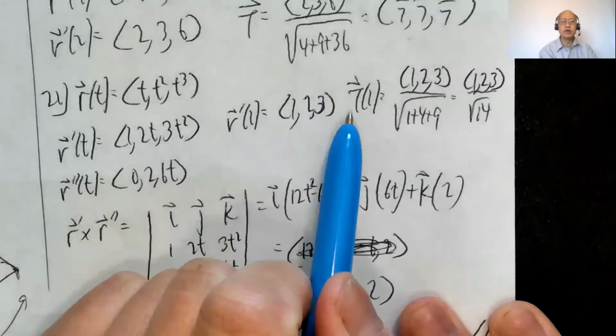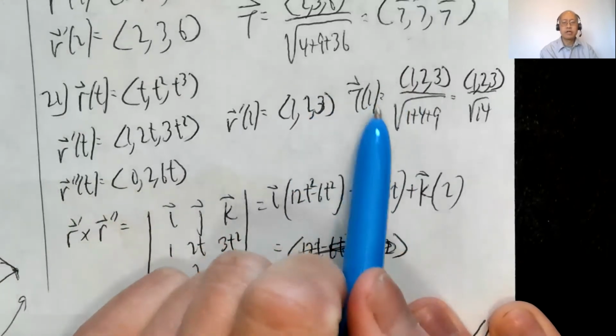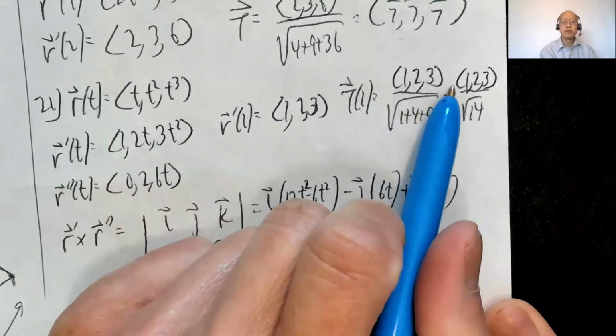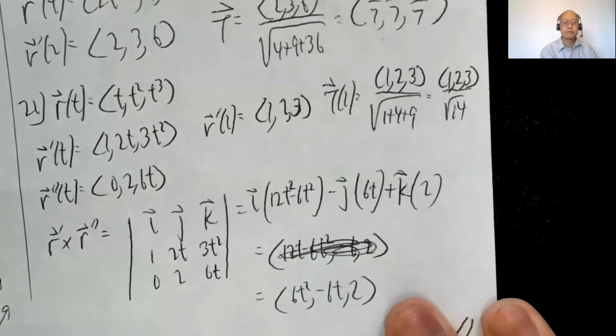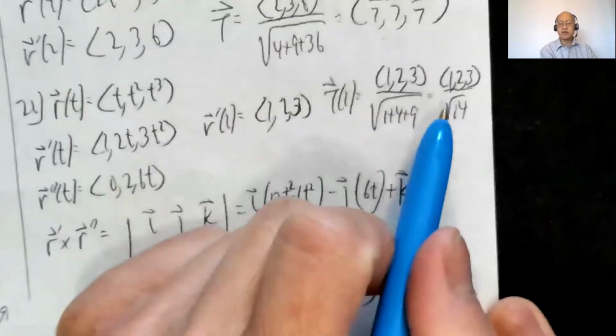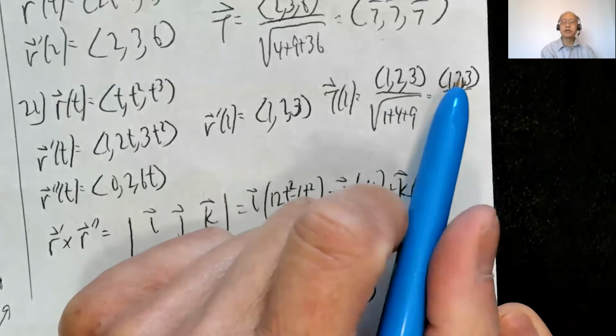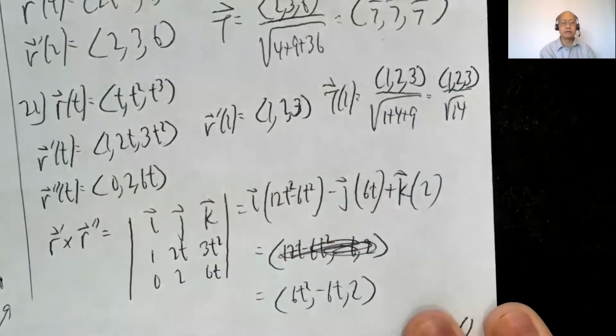Then they say make it a unit tangent vector. 1, 2, 3 divided by its magnitude. Square root of 1 squared plus 2 squared plus 3 squared. 1, 2, 3 over radical 14. Okay, and unless otherwise told, you can just write it like that. You don't have to write 1 over radical 14, 2 over radical 14, 3 over radical 14. You can just leave it like so.